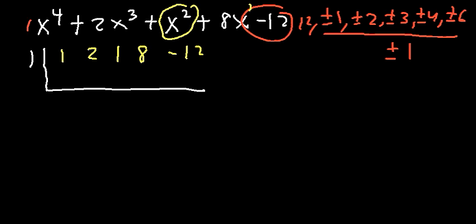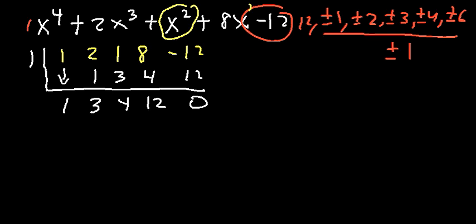Don't forget that. That's important. So let's bring down the 1. 1 times 1 is 1. 2 plus 1 is 3. 1 times 3 is 3. 1 plus 3 is 4. 1 times 4 is 4. 8 plus 4 is 12. 1 times 12 is 12. Those two add to 0.